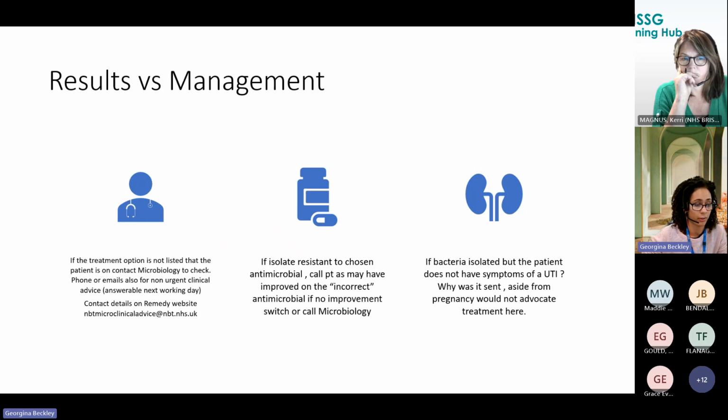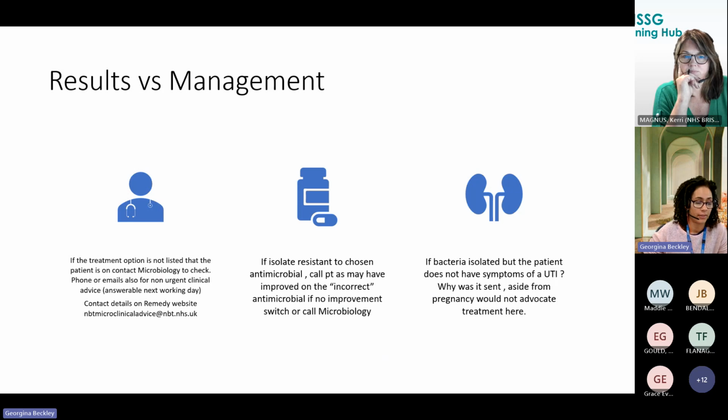So I know that a lot of your results get checked out of hours, i.e. the lab's still up and running, but the clinical advice would be going to an on-call registrar who covers a few hospitals. So we do have a generic email, and I've put it there. Have I? Yes, I have, and it's also on the Remedy website. So if you're happy with the next day clinical answer, then you're very, very welcome to email us, and we do try and answer by the next working day at least.